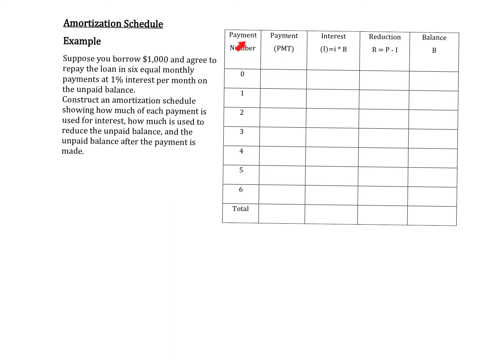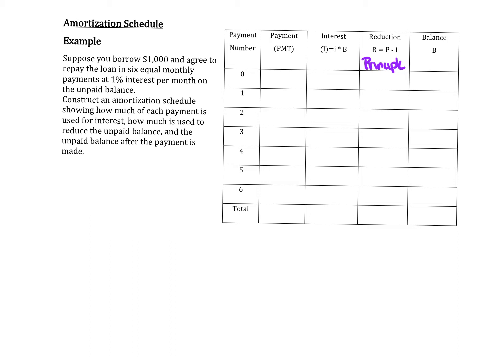We're going to create a table for the payment number you're on, the amount of each payment, the amount of interest that is being accumulated from the previous balance, and what we call a reduction, which is going to be your payment minus the interest taken off. We can also refer to this value as the principal right here. And then the other part is the balance, and that'll always be the previous balance from the payment before.